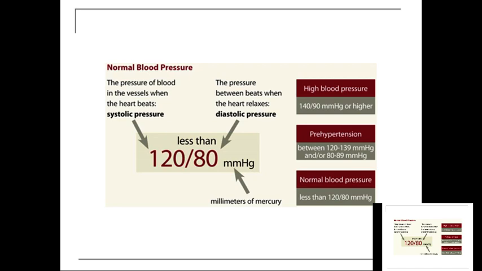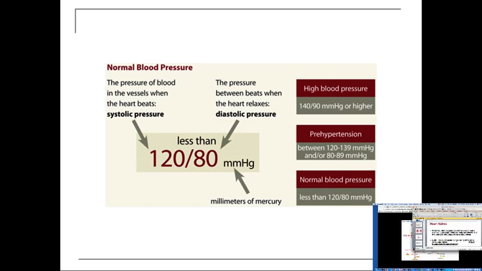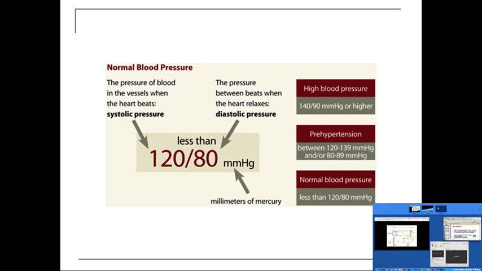That's normal. If it's between 120 to 139 over 80 to 89, that's pre-hypertension. And if it's 140 over 90 or above, that's high blood pressure. Okay, so there was a lot of information, but I'm sure you learned quite a bit.